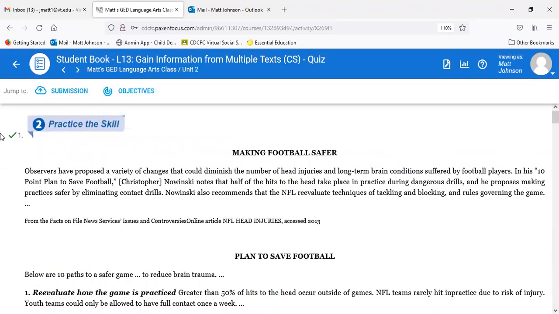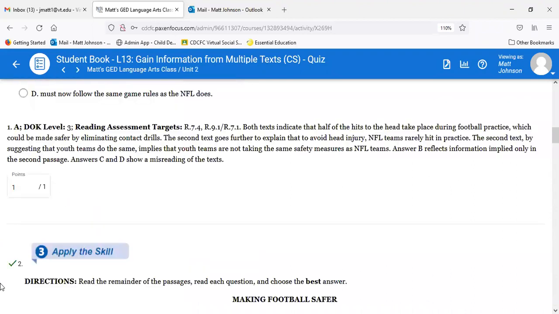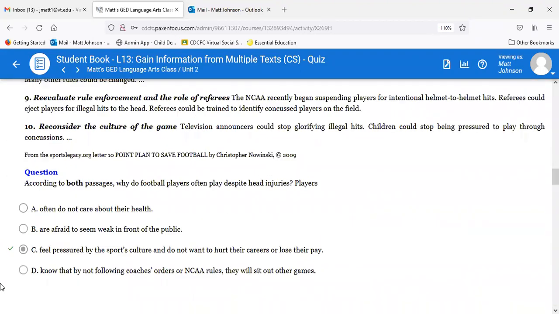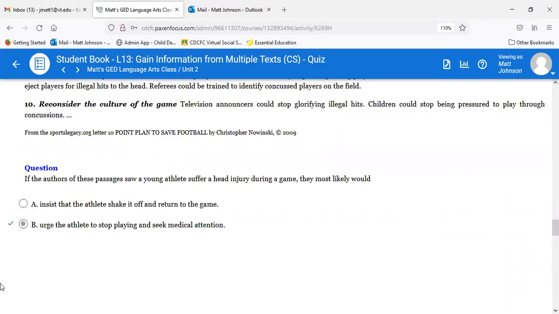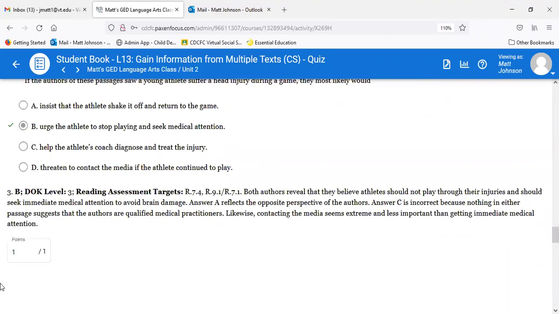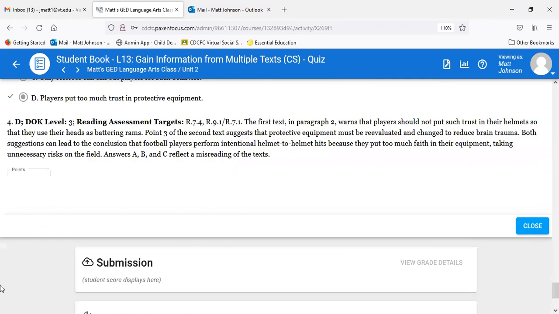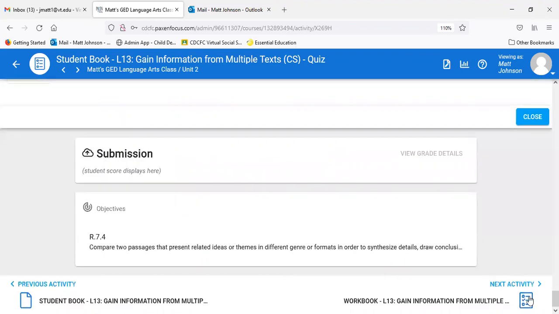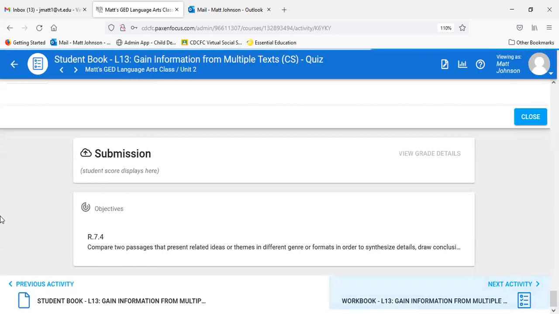1 was A. 2 was C. 3 was B as in boy. 4 D as in dog. All right. We'll move over to the workbook.